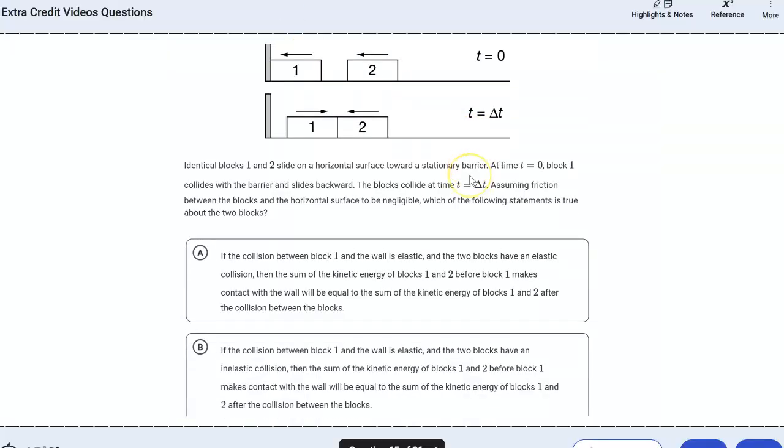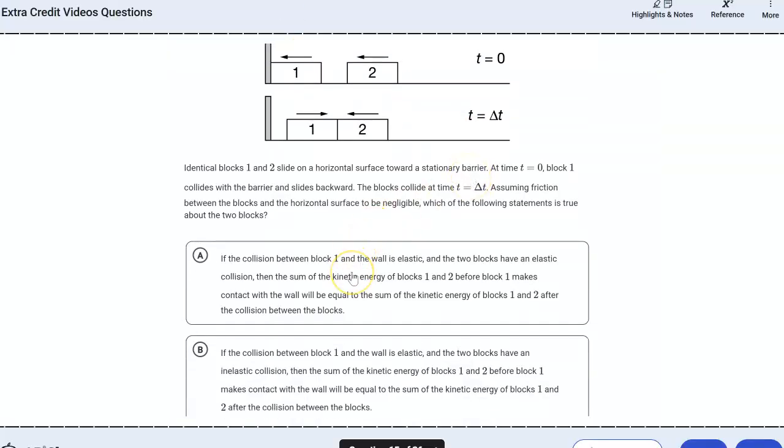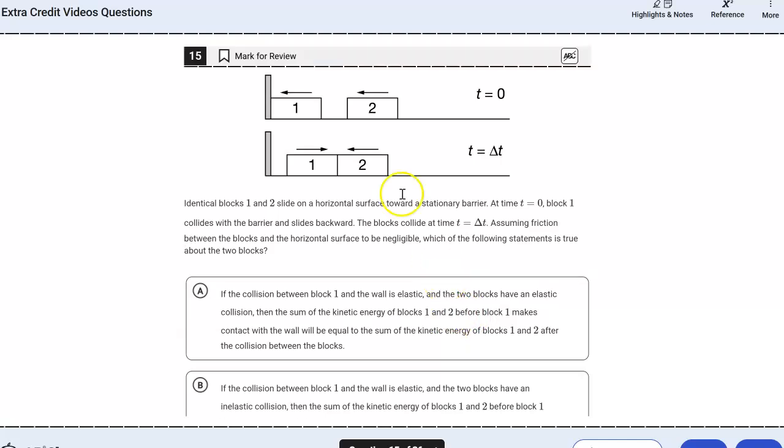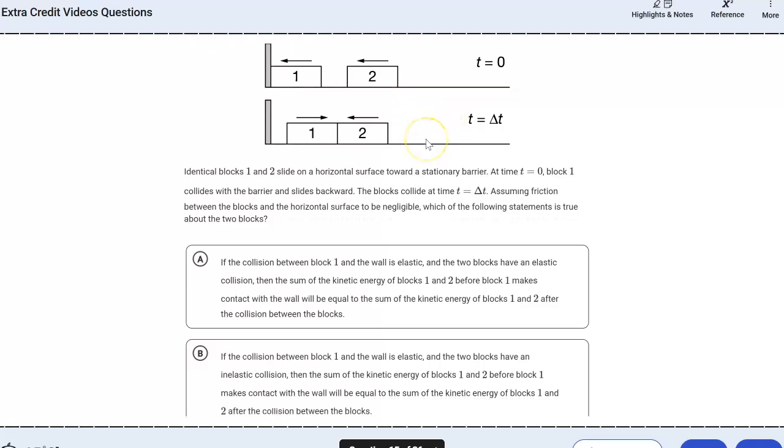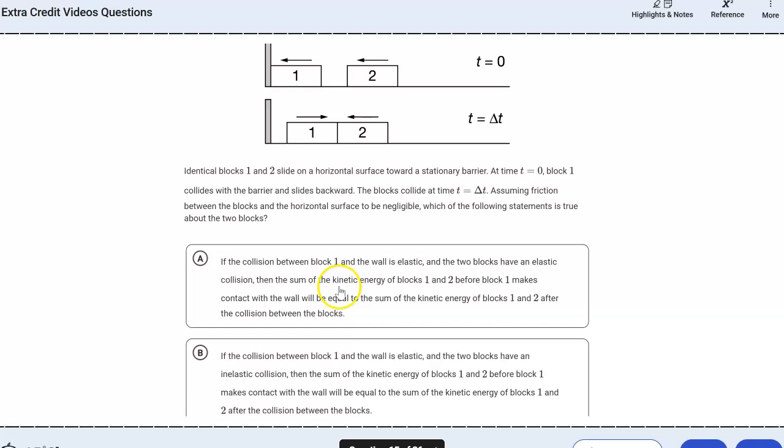Okay. So if the collision between block 1 and the wall is elastic, and the two blocks have an elastic collision, so the collision at t equals 0 is elastic, and the collision at t equals delta t between the blocks is elastic, then the sum of the kinetic energy of blocks 1 and 2 before block 1 makes contact with the wall will be equal to the sum of the kinetic energy of blocks 1 and 2 after the collision between the blocks. Yeah, that's true.